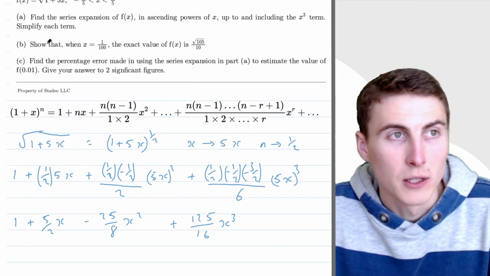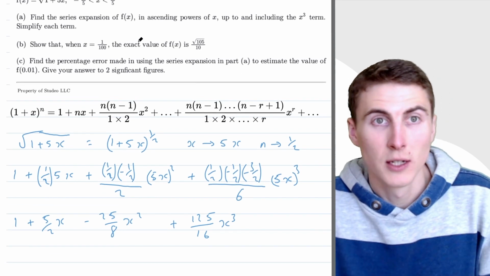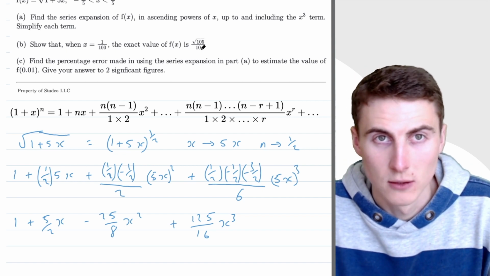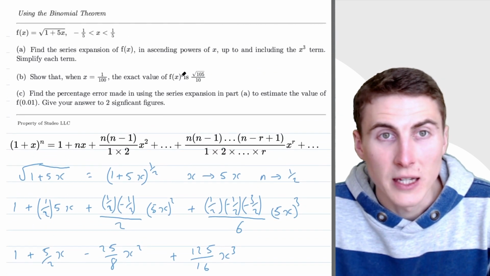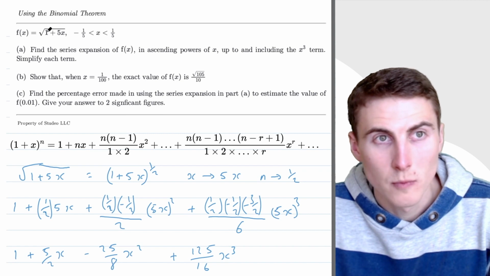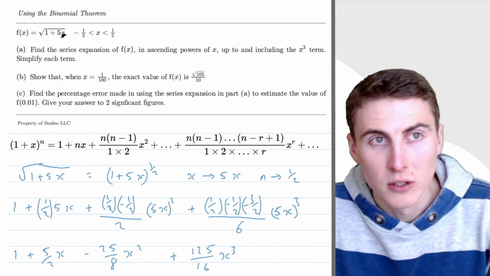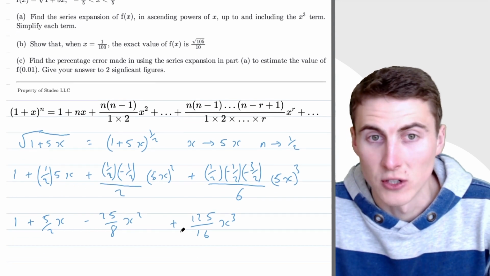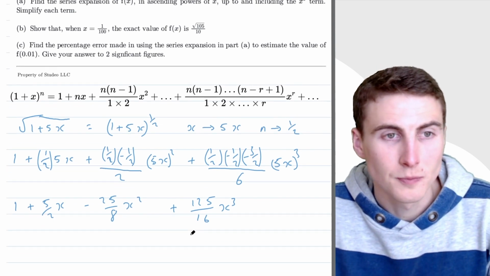Next, we need to do part B, which says show that when x is 1/100, the exact value of your function is root 105 over 10. So for that, all we need to do is plug this value of x into here. So it says the exact value. So that's why we're plugging this x value into this function. We're not plugging it into our expansion here. If we plugged it into our expansion, it would only give us an approximation.